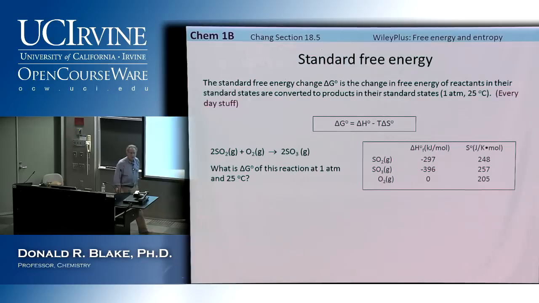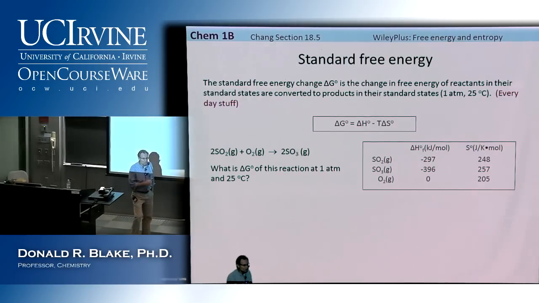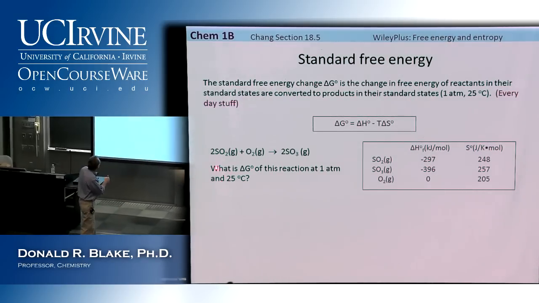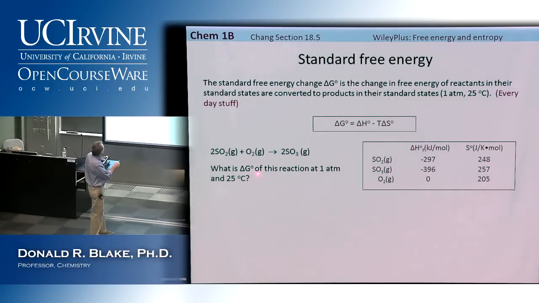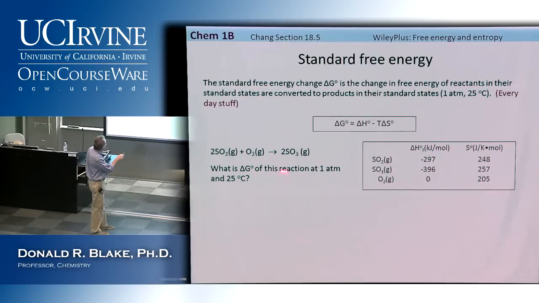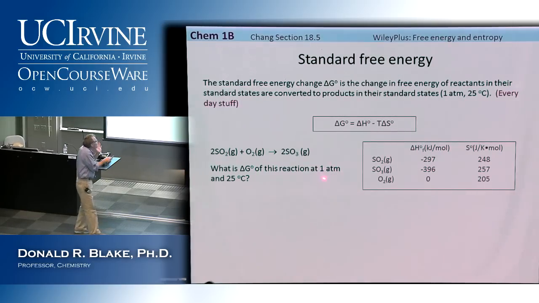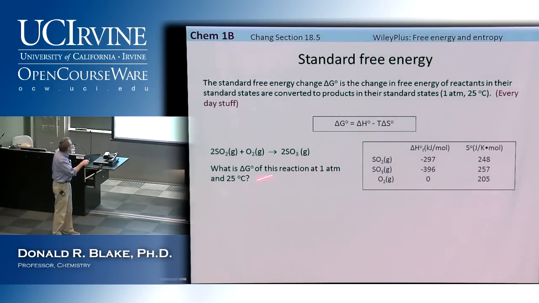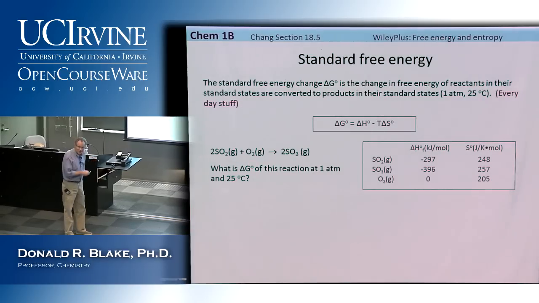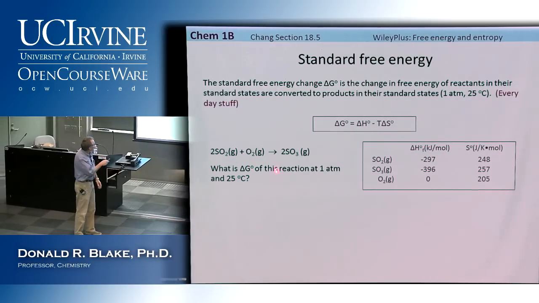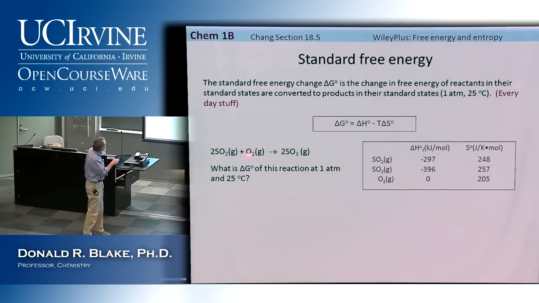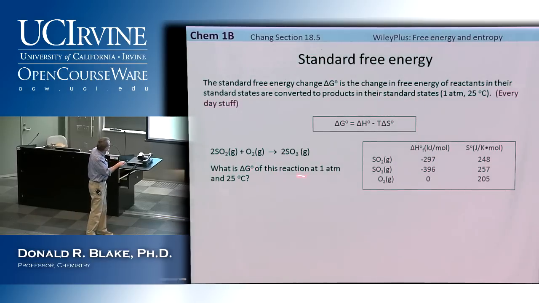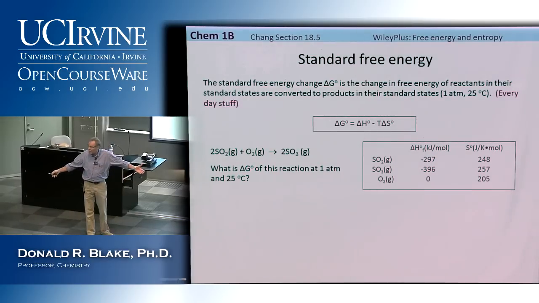Okay, so now you're convinced. Now do this problem. What is the delta G at standard conditions of this reaction at one atmosphere? I didn't have to say one atmosphere and 25 degrees C, because that's what that little zero up there means: standard conditions. At one atmosphere and 25 degrees, this is the world we live in.